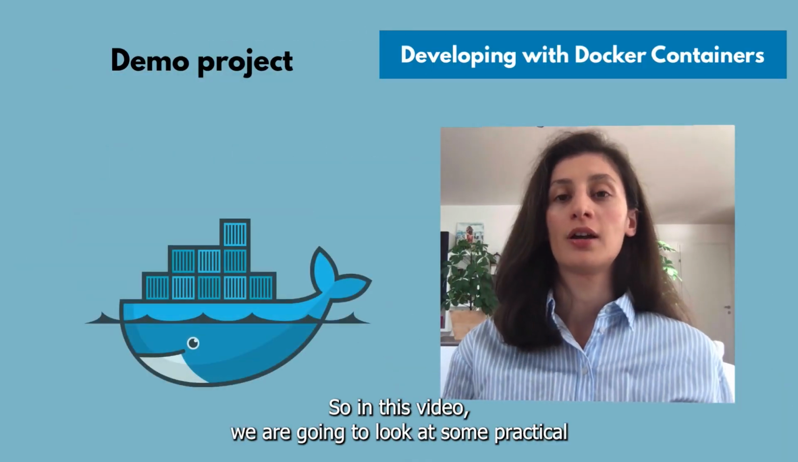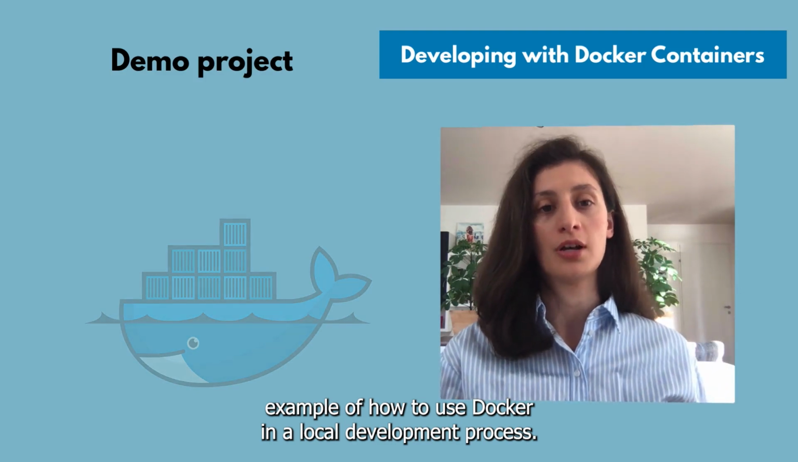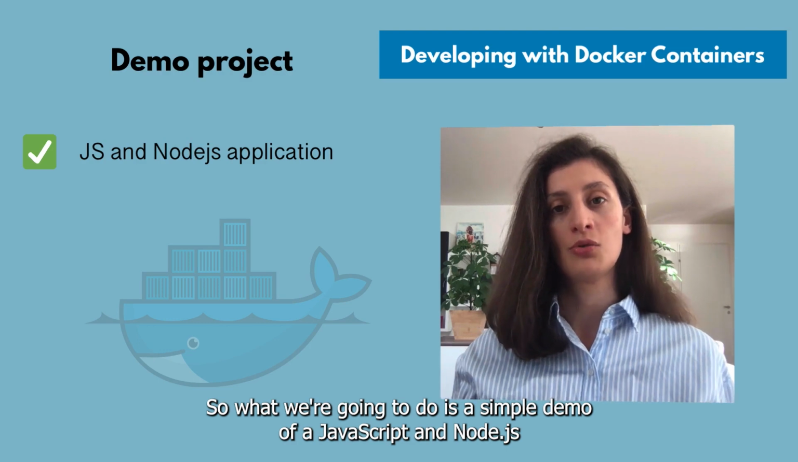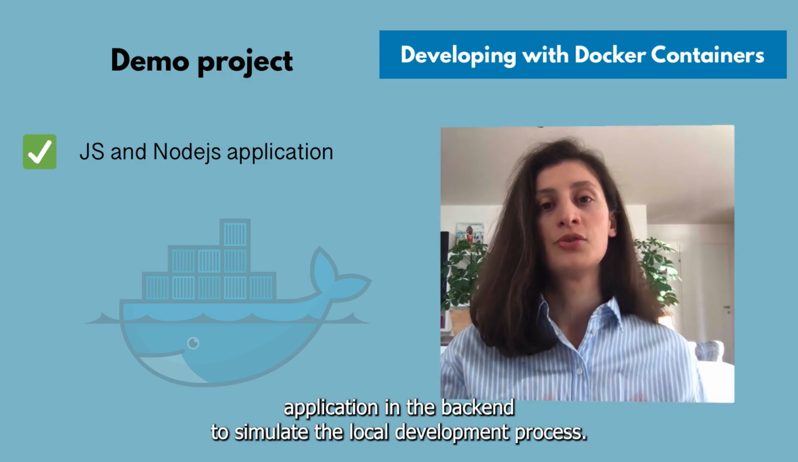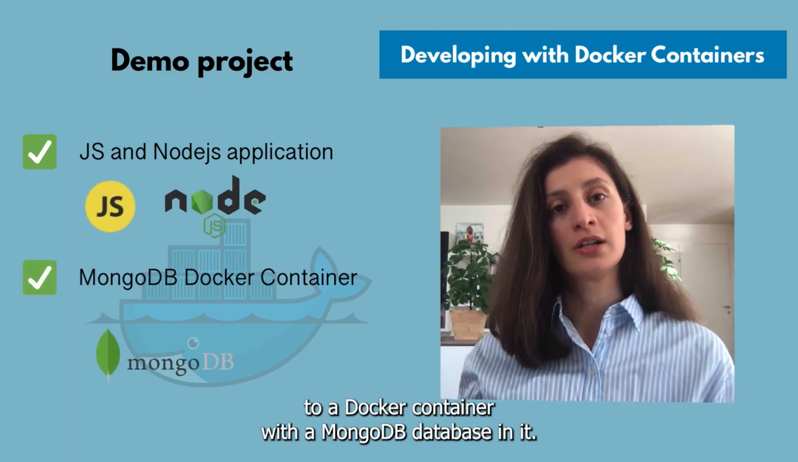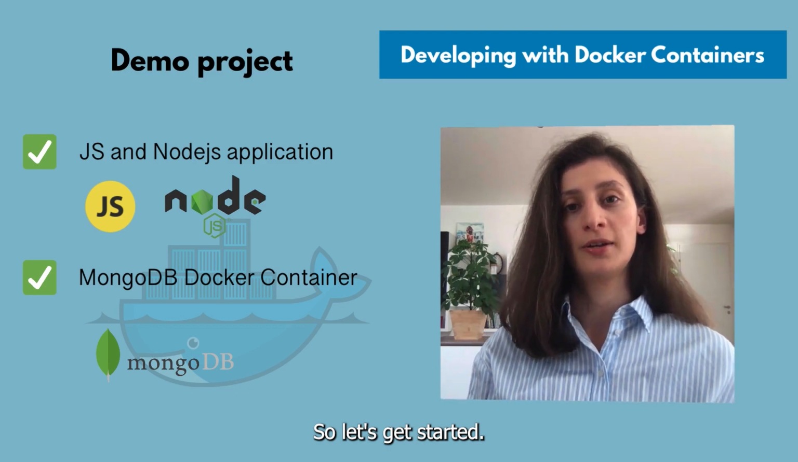So in this video, we are going to look at a practical example of how to use Docker in a local development process. What we're going to do is a simple demo of a JavaScript and Node.js application in the backend to simulate the local development process. And then we're going to connect it to a Docker container with a MongoDB database in it. So let's get started.